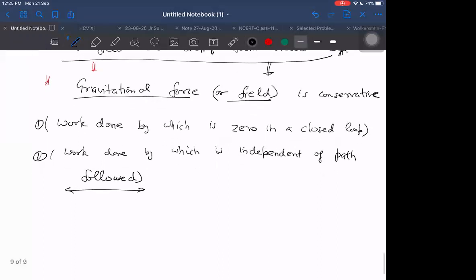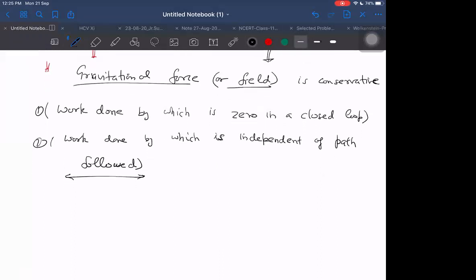Sir, electric field lines can form a closed loop due to two different charges? Electrostatic field lines don't form a closed loop. They are like these gravitational field lines only. Electric field lines can form closed loops, but not due to charges. Those are different electric field lines.